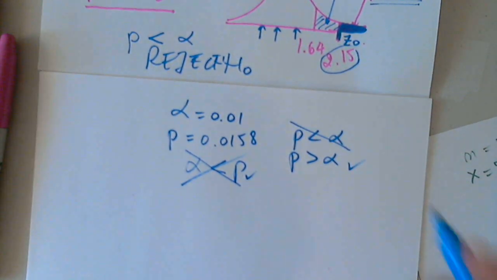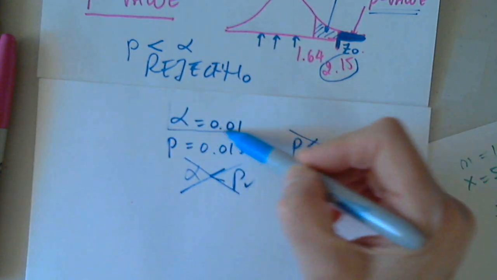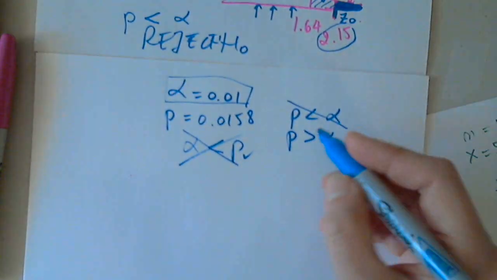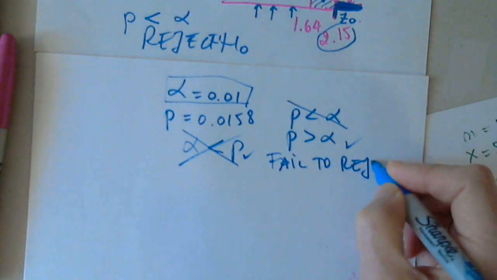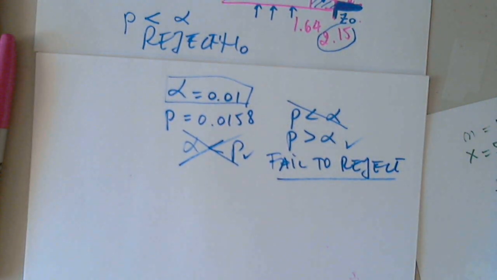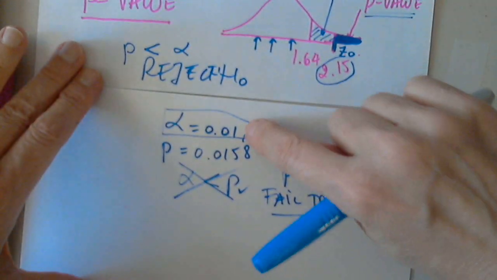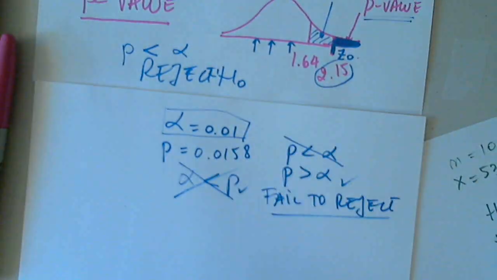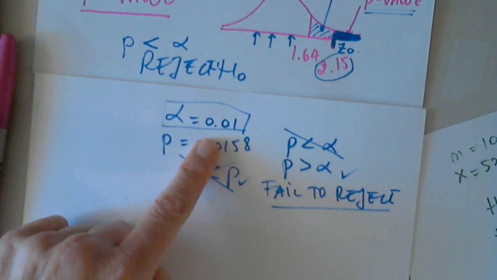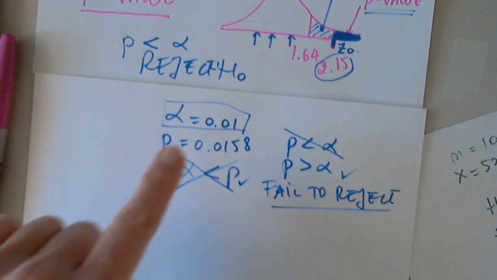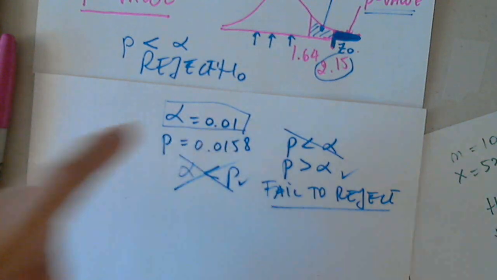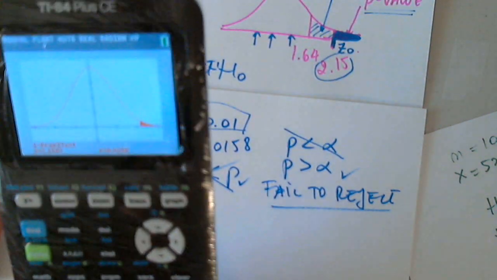What do I conclude? Well, if I want to use this level of significance, then I will have to say fail to reject. Fail to reject. So this is, remember, the probability of making a type 1 error. And it depends on what alpha is chosen to be. So the decision changes.